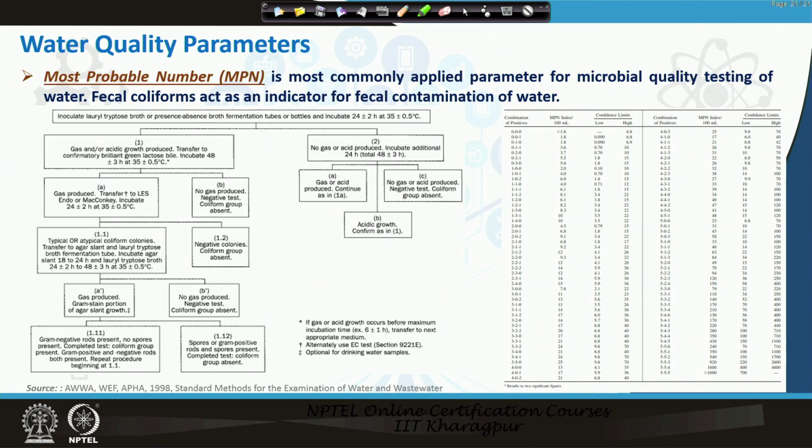So, that has to be removed, and whether the water is microbially contaminated or not is tested through these tests. MPN is one of the most popular, most commonly applied tests for testing the microbial quality of the water. The fecal coliform is taken as an indicator for fecal contamination of the water. There is a typical procedure given in the American Water Works Association manual or American Public Health Association manual, and that is what is typically followed.